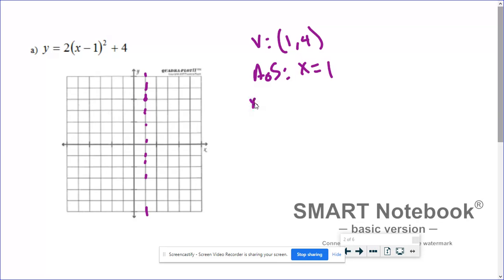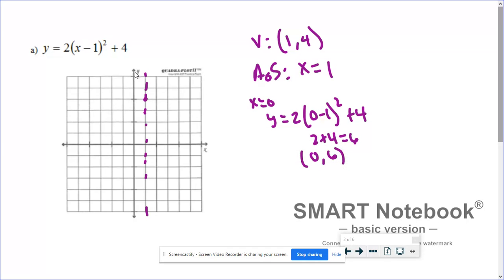So when x equals 0, I'm going to figure out the y value that goes with it. So 2 times (0 minus 1) squared plus 4. 0 minus 1 is negative 1. Negative 1 squared is 1. So you end up with 2. And then plus 4, you end up with 6. So the ordered pair, when x is 0, the y is 6. So that point would be here. And then it would reflect to here.